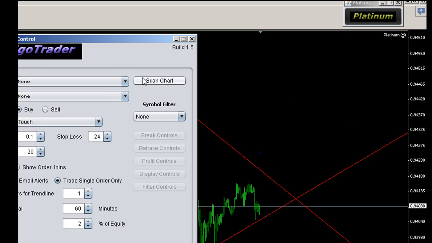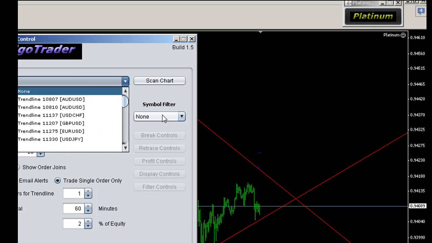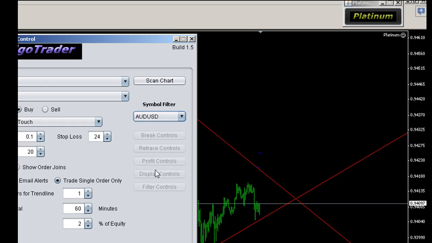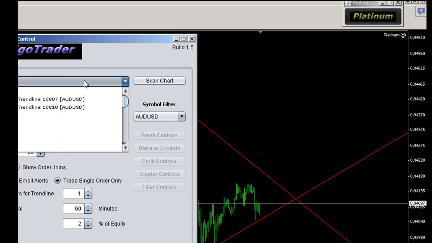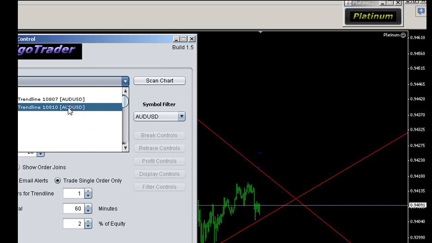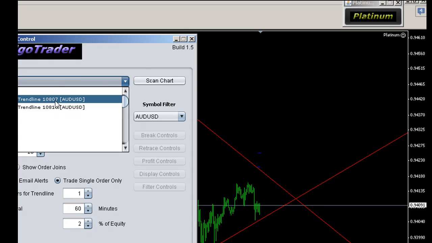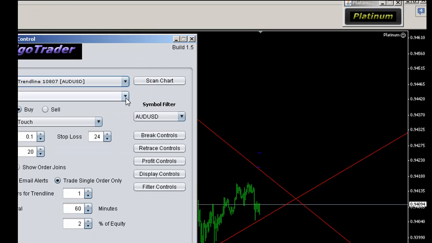So when I scan my chart, I can filter out my Aussie US dollar. I've got Platinum running on several charts here, so if I put a symbol filter on for Aussie US dollar, it'll just give me my Aussie US dollar trend lines. So that trend line we're looking at there, 10807, is our support line.